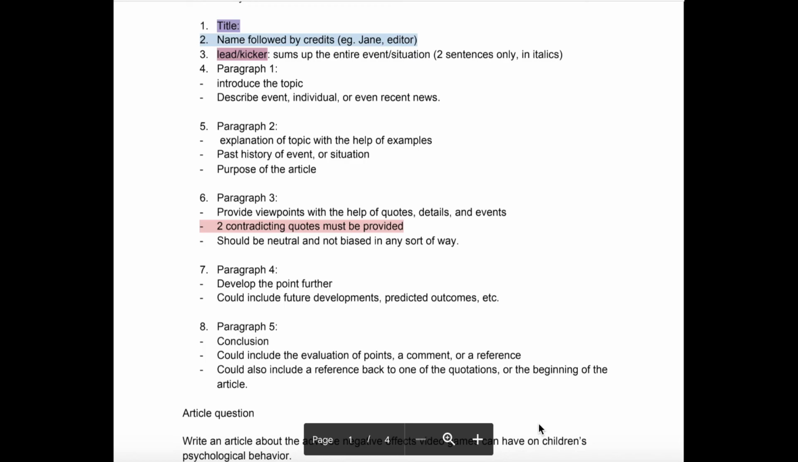Okay, we have finally reached our last paragraph. This is your concluding comment, so you must go strong. You could reflect or reevaluate the points that you mentioned earlier. You could reevaluate a comment or even a reference for that matter, or you could even refer back to any of the quotes that were given previously. Conclude on a very strong note as this is your ending statement. Wrap the whole article up.